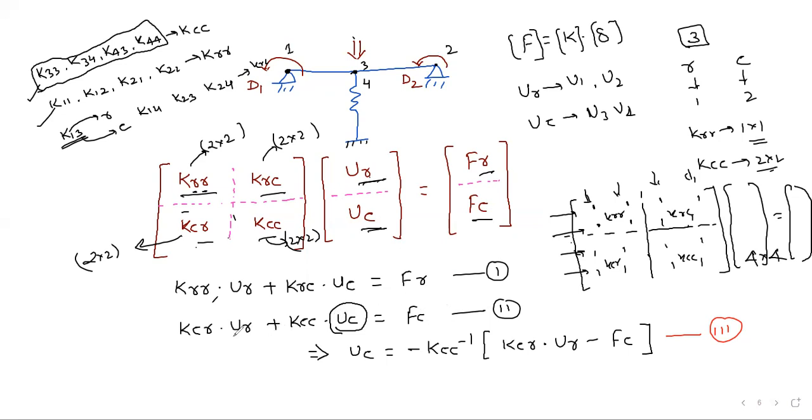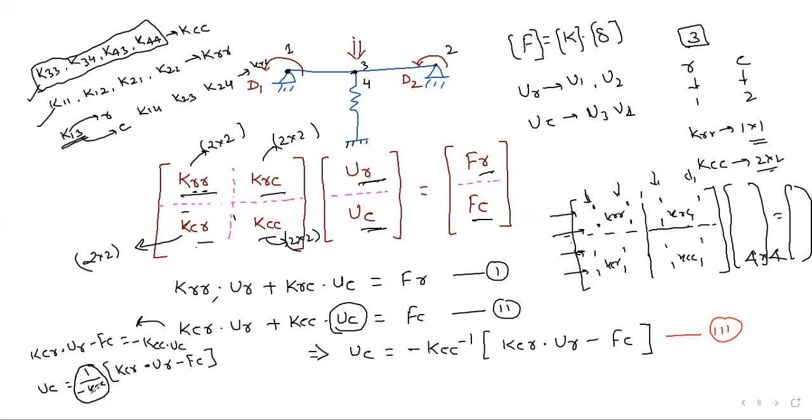Let us see if I transfer this side, so here it will come FC. So KCR into UR can be written as minus KCC into UC plus FC, right? So from here, the UC value. These all are matrices, right? So the UC value will now be 1 by minus KCC, into KCR into UR minus FC. Now, 1 by minus of KCC.